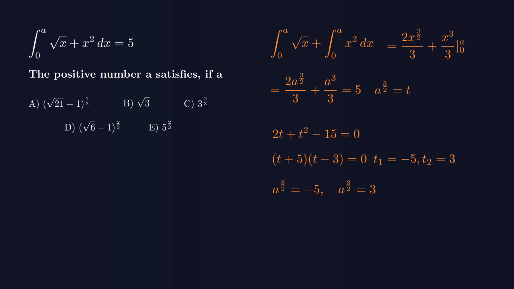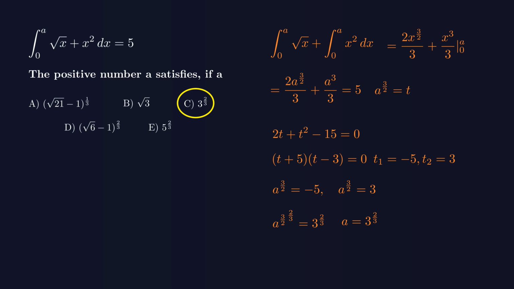Now, which one is the correct answer? The question told us that a is a positive number, so we take 3. Now, to isolate a, we raise both sides to the power of 2/3. As you know, when exponents are stacked, we multiply them. So we get a equals 3 to the power 2/3. The correct answer is option C.